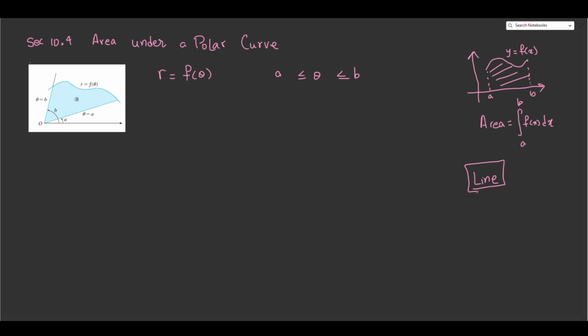And remember, in one of the previous lectures, I told you that in polar coordinates the lines are represented with these. For example, theta equals A is a line passing through the origin and it makes an angle of A with the positive x-axis. Similarly, theta equals B is a line passing through the origin, as you can see in this figure. And r equals f of theta, and we want to find this shaded region.